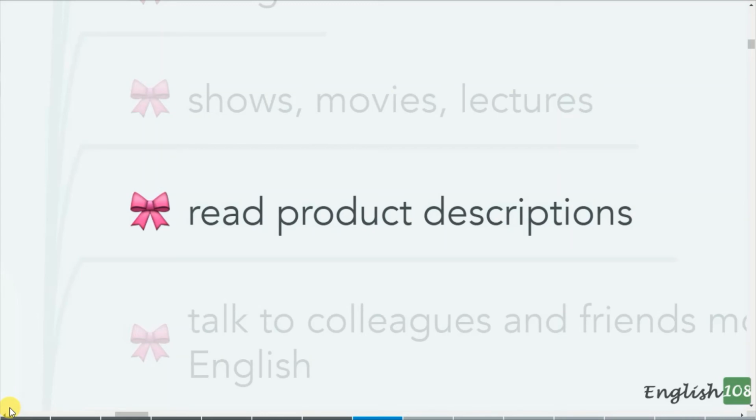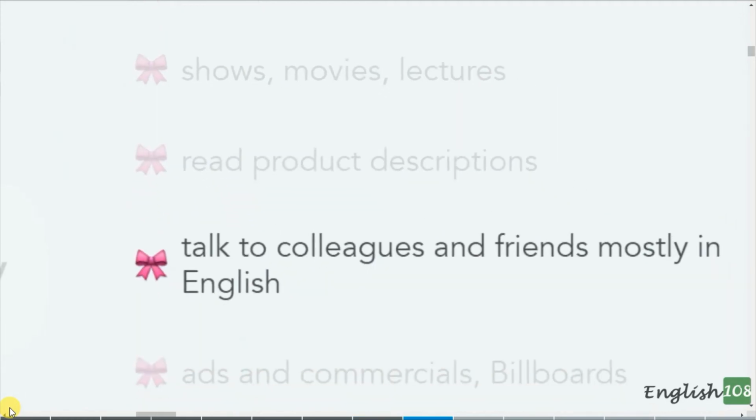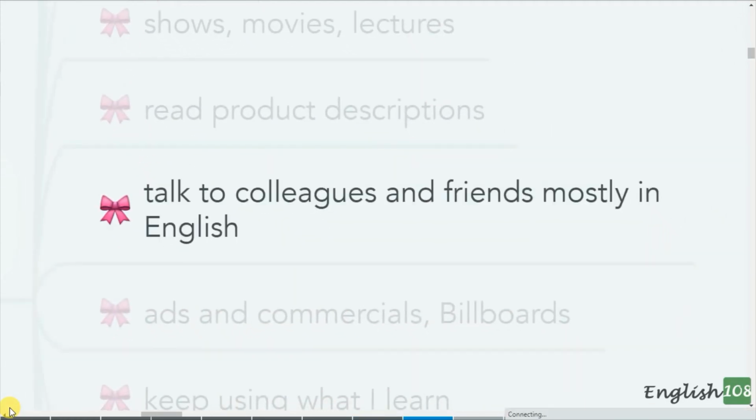I read stuff from packages. I don't know if you guys do, but I do. That is also a fun way to read something in English, isn't it? And the next one, talk to colleagues and friends, mostly in English.